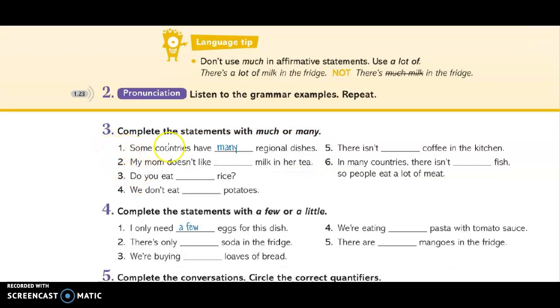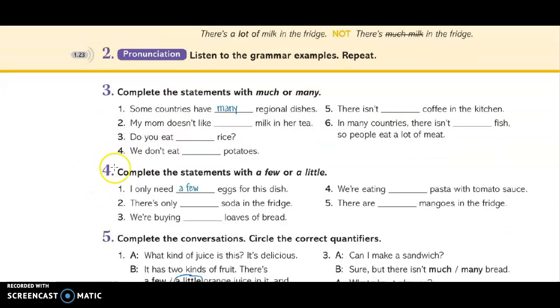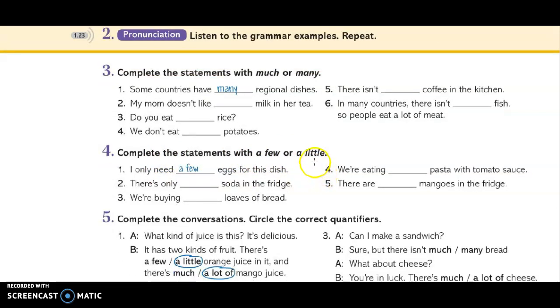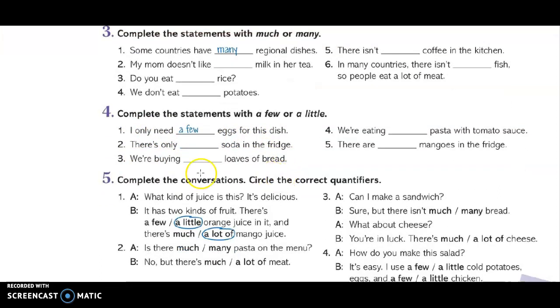Number 1, some countries have many regional dishes. Ya, ese es el ejemplo. Number 4, complete the statements with a few or a little. Ya, lo mismo que el ejercicio anterior, pero acá ocupamos a few or a little. Number 1, I only need a few eggs for this dish.